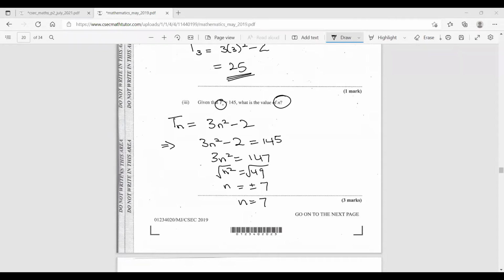We know how to solve this. Add 2 on both sides. 3n squared is equal to 147. We divide by 3 on both sides. n squared is equal to 49. We square root both sides. n is equal to positive or negative 7, but our sequence is positive numbers, so therefore n is equal to 7.